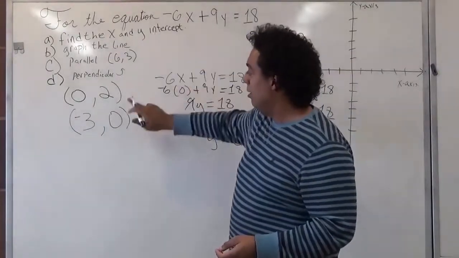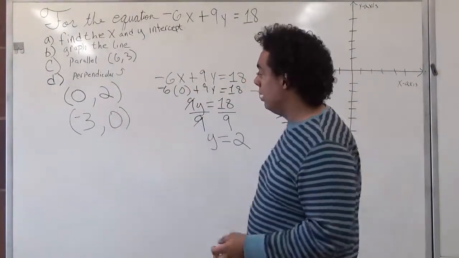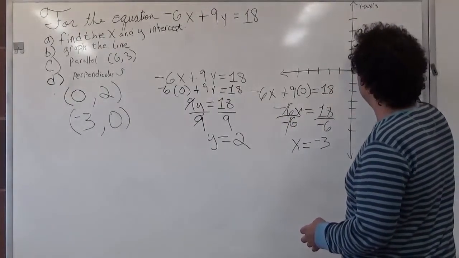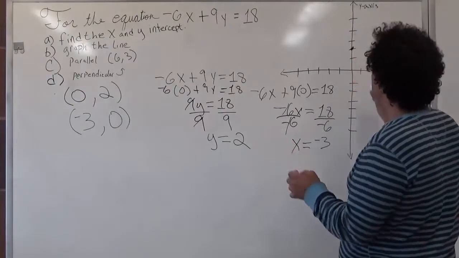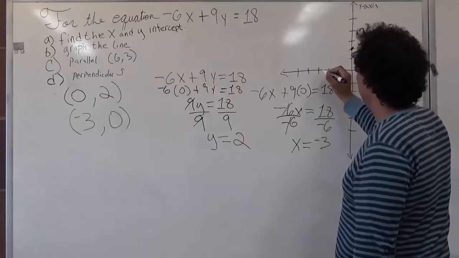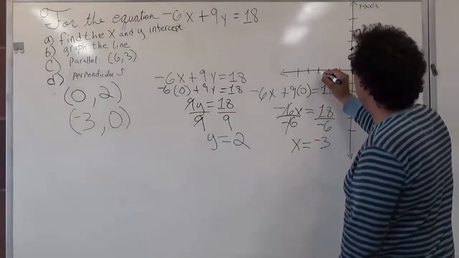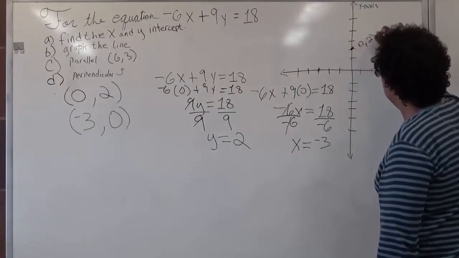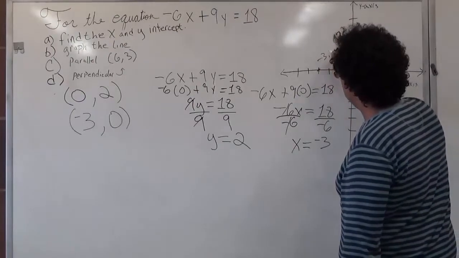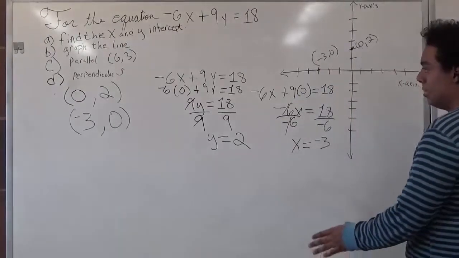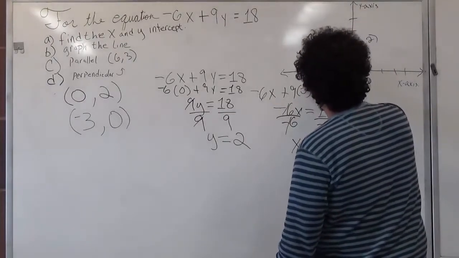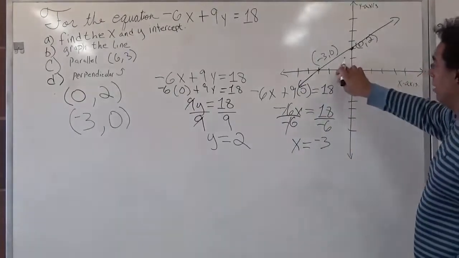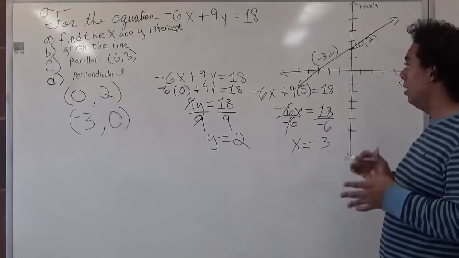Let's graph our line. We start off by plotting the 2 points. We have (0, 2), so we stay at 0 on the x-axis and go up 2. And then (negative 3, 0), so we go on our x-axis to negative 3: 1, 2, 3, and we stay there, so there's no movement in the y-axis. So this is (0, 2), and this is (negative 3, 0). We have all we need to graph our line. It's just going to be the path through both points, and that would be our line for negative 6x plus 9y equal to 18.